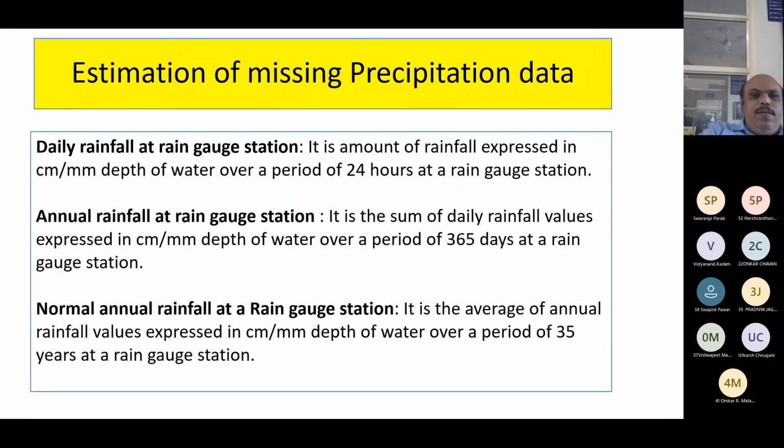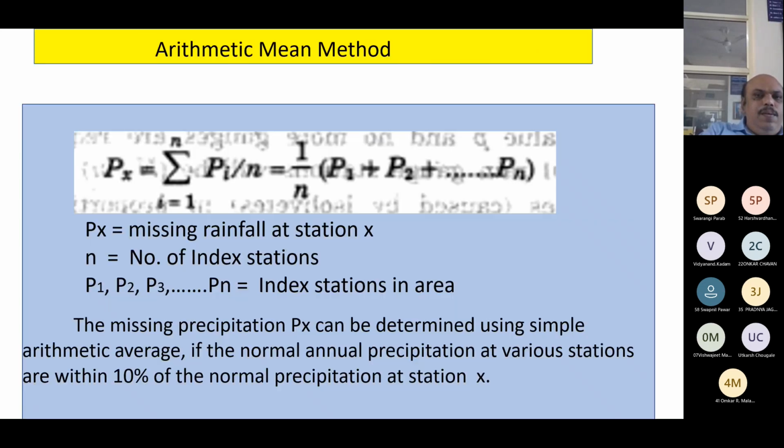Okay, now after this, let us start with the first method, that is arithmetic mean method. So in arithmetic mean method, note down the formula. The formula is Px is equal to summation of Pi upon n.